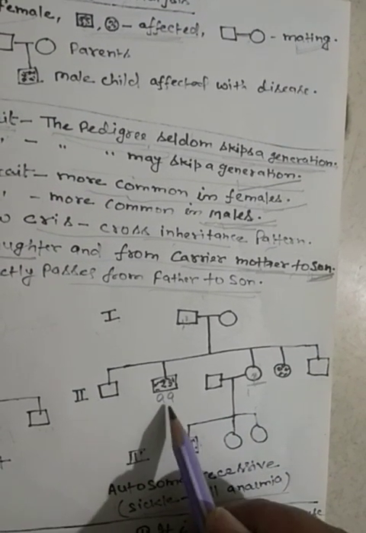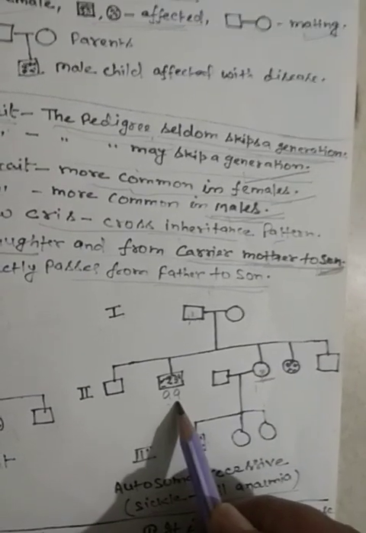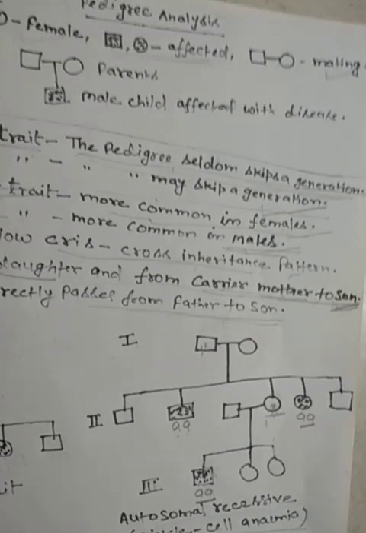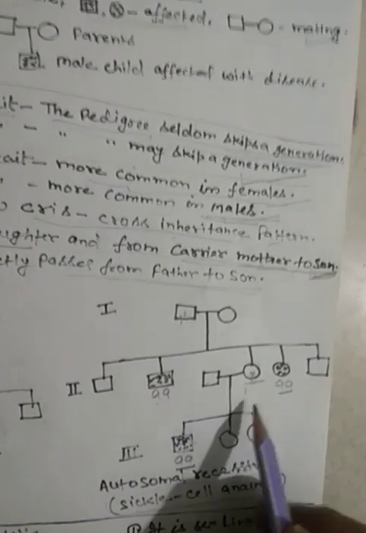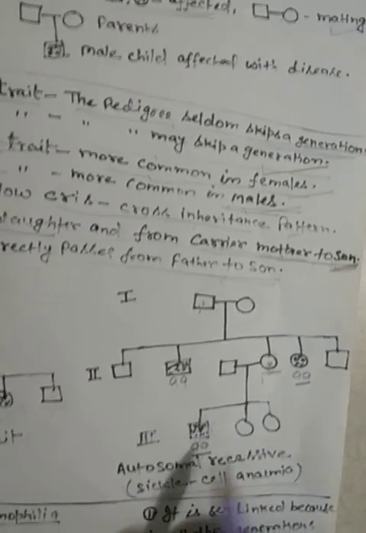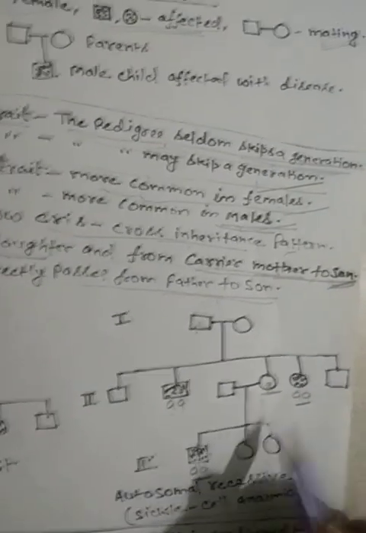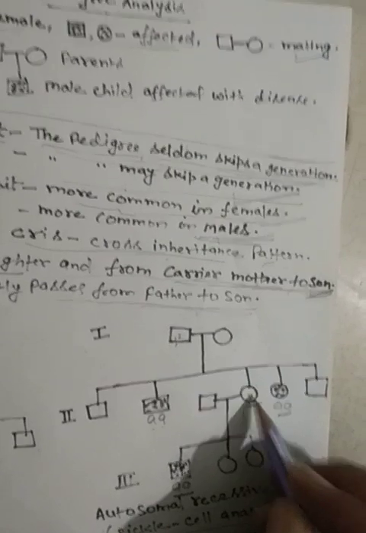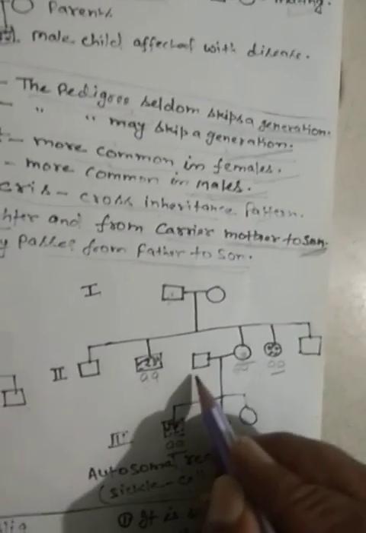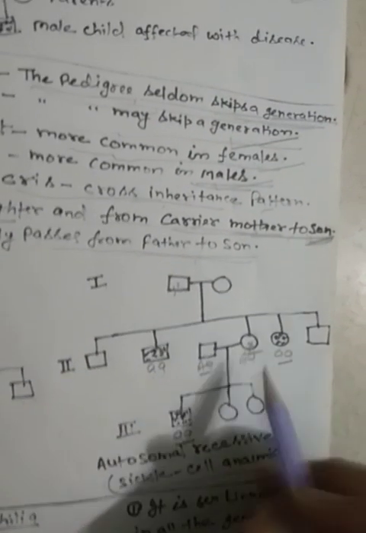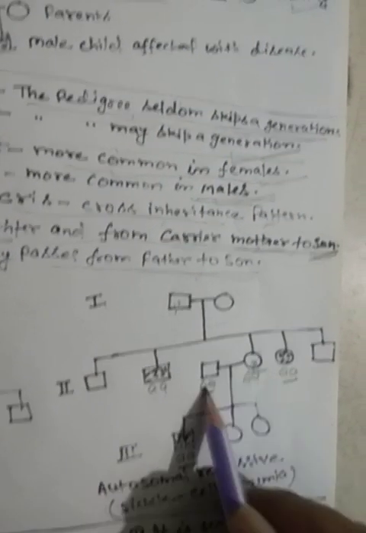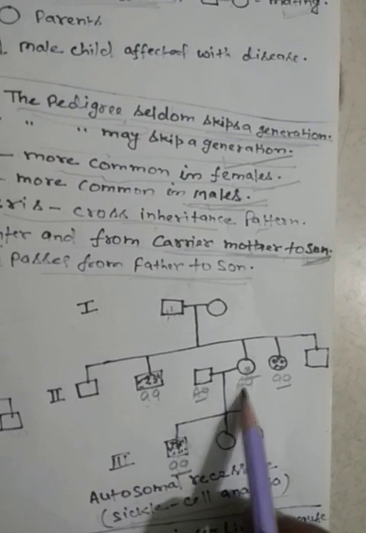Because it is an autosomal recessive disease, their genotype will be homozygous recessive. For this one also the genotype will be this, and for this one also the genotype will be this. Now see this: for this condition, this daughter or this mother must be a carrier, and that father also must be a carrier, because when reproduction occurs it gives the ratio 3:1.